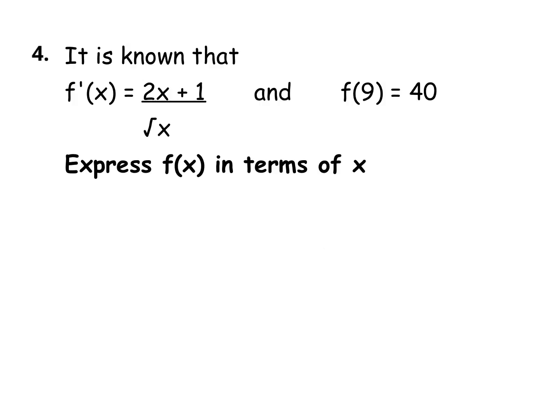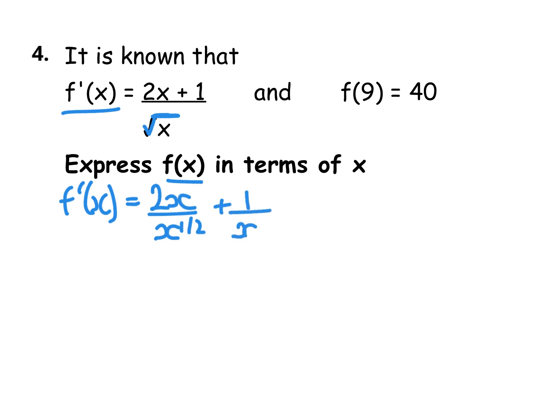And then I've just got one more. I'm going to do a wee bit more work on this one to begin with. That should be a big old square root. So we need to prepare this one first. Again, this one says express f of x, so it's asking you to go from f dash to f of x, so integration. But we need to rewrite this first as 2x over x to the half, plus 1 over x to the half, which becomes 2x to the power of 1 take away a half, which is a half, and then the 1 over x to the half comes up and becomes a negative power. Right, now we can integrate.